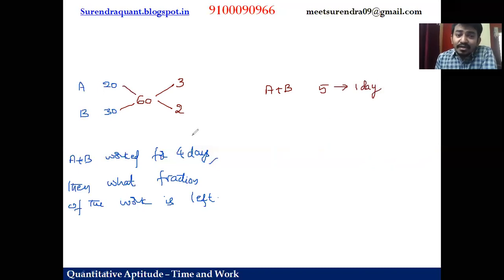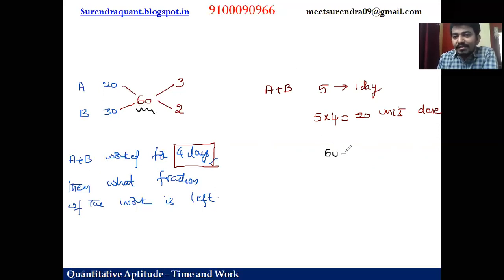But they work together for 4 days now. So let us see how much work they can finish in 4 days, guys. So one day they can do 5 units. For 4 days, 5 4s are 20 units of work done. This is the amount of work done. But how much work do we have? We have 60 units of work, right?